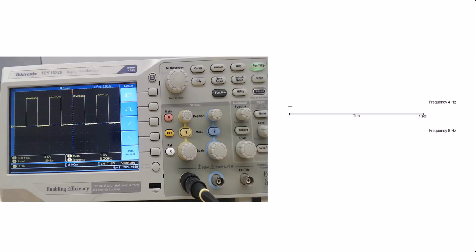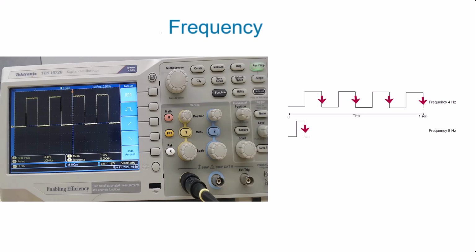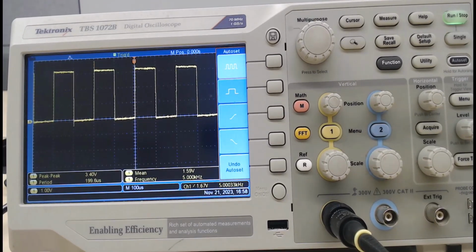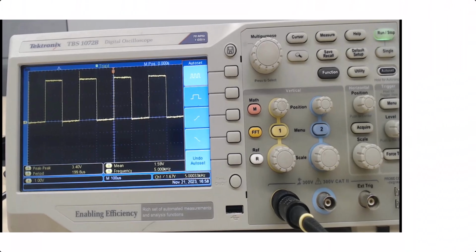First, let's see what is a PWM frequency. PWM frequency means, in simple terms, it's how many times the signal switches from high to low or vice versa in 1 second, typically measured in hertz. A higher frequency means more switches per second, while a lower frequency means fewer switches per second. Here, the frequency is 5 kHz. It means the signal is switching from high to low 5000 times in a second.